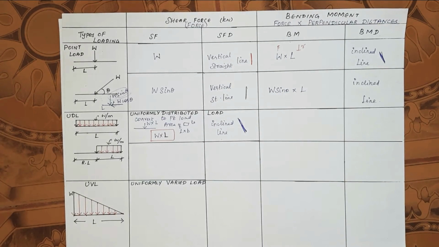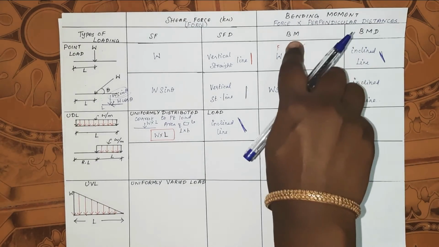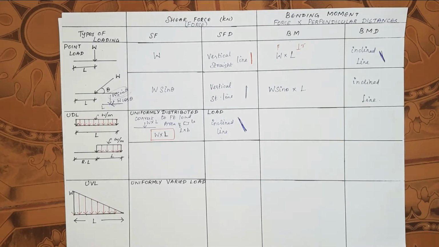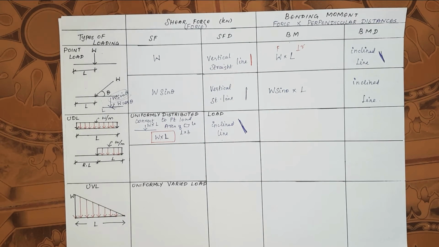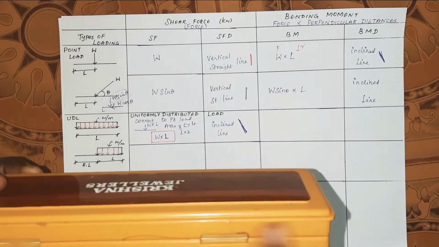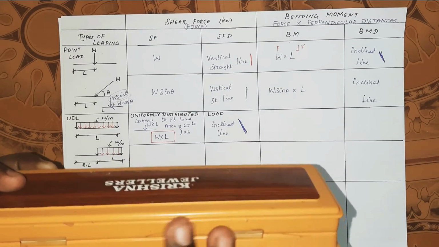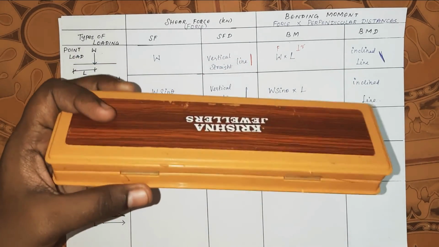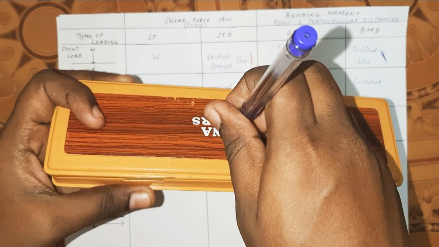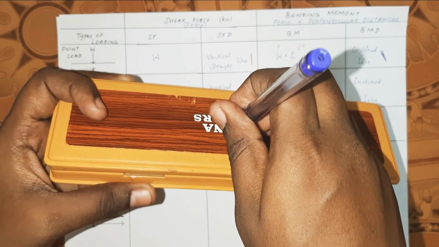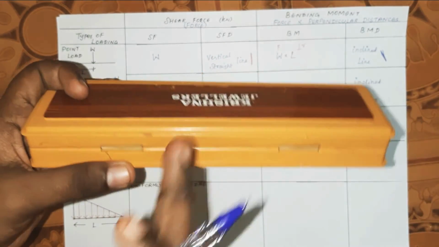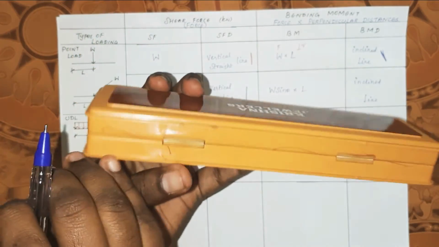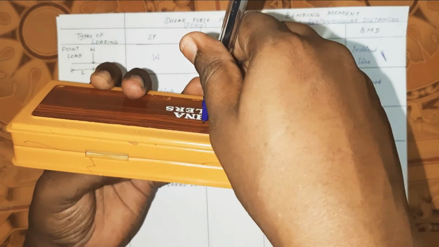Okay. Next, for bending moment, force into perpendicular distance. The force is W into L. What is the perpendicular distance? Here, what is the value for center of gravity? The CG for a rectangular beam is acting at the center of the length, the center of the rectangle. So acting at the center means the length L, center means L by 2.